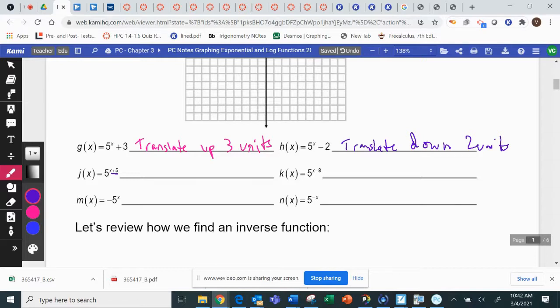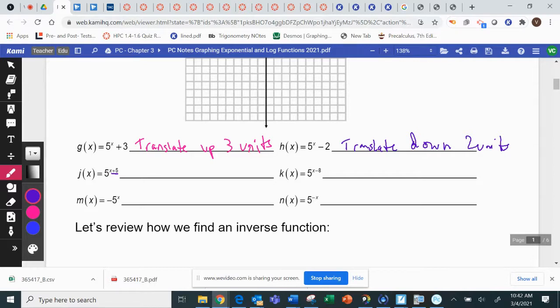Okay. Well, we've already taken care of moving up and moving down. So what is left? No, it's not stretching. Marie? It's going to go left 5. It's going to move to the left 5.